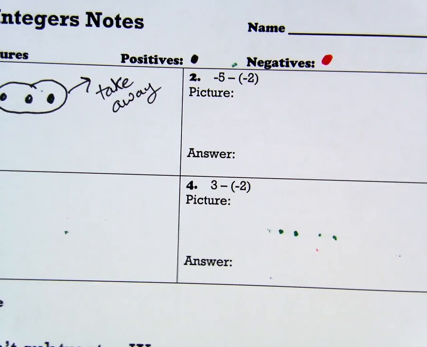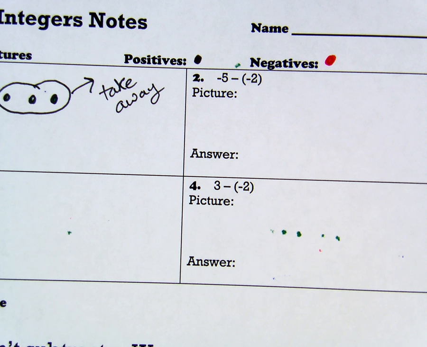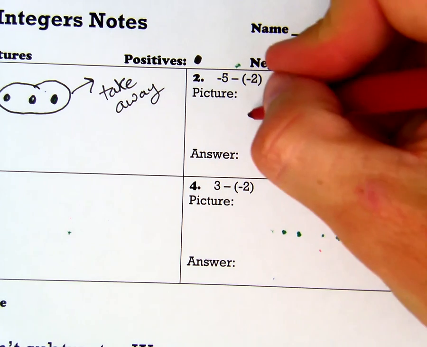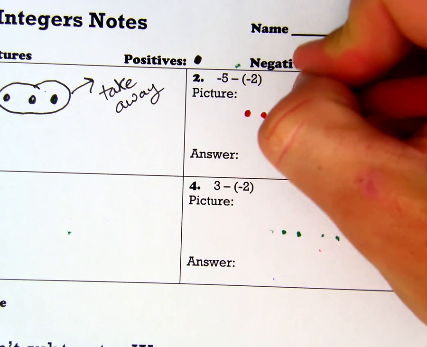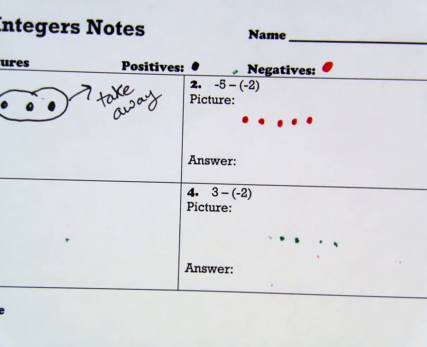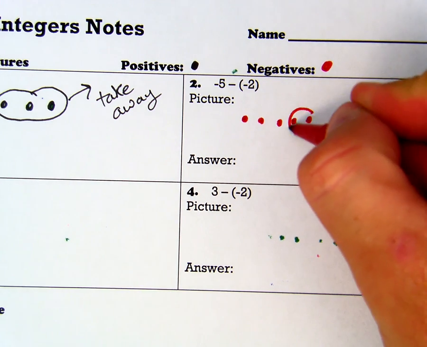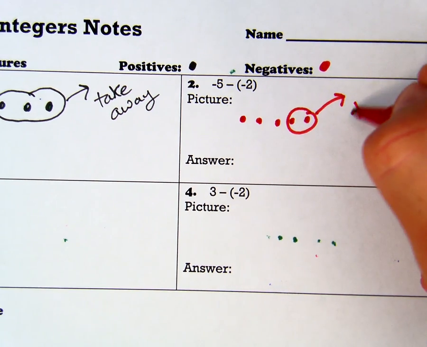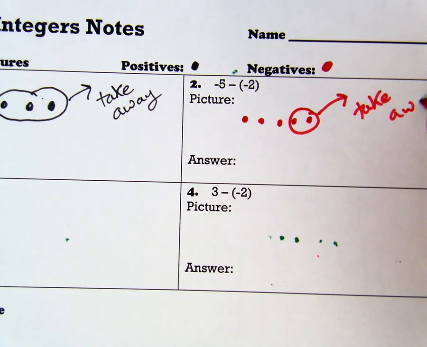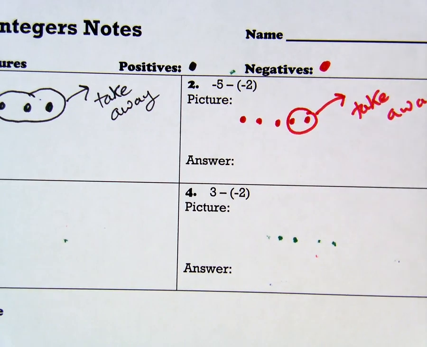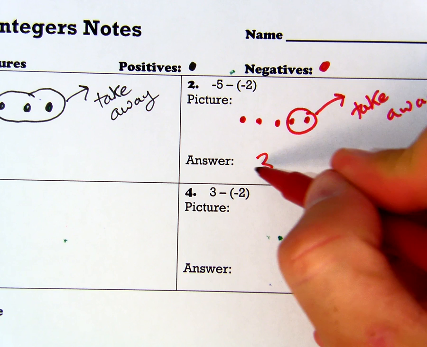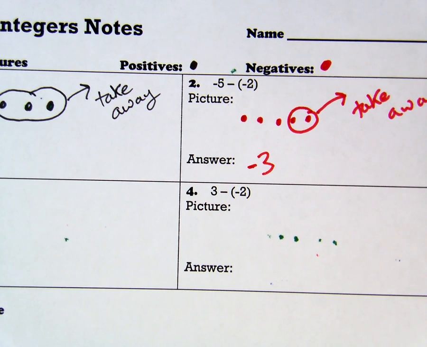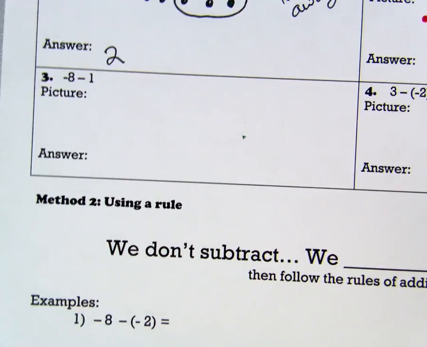Number 2, we have negative 5 minus negative 2. Just like with our adding, we're going to do negative 5, and put 5 of them there. And I'm going to subtract 2 of the negatives. So I'm going to circle 2, draw an arrow, and say take away. That leaves me with 3 remaining, and they're 3 negative ones. So negative 3 is my answer.